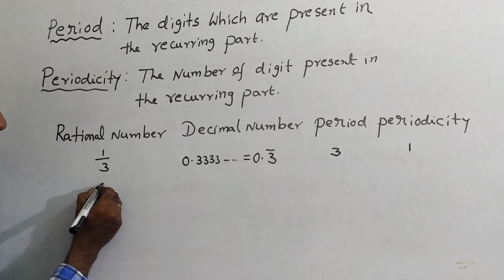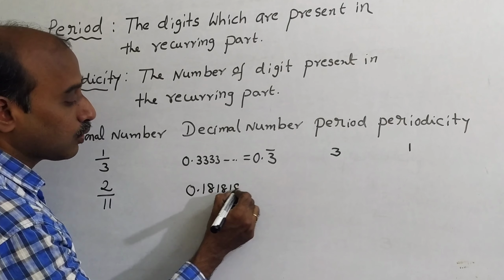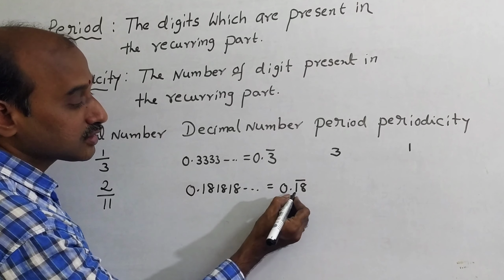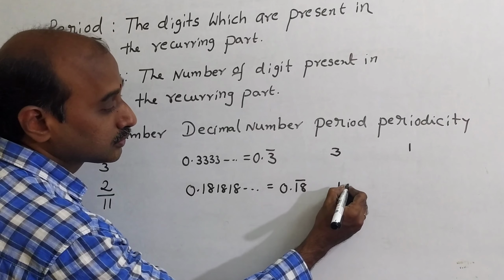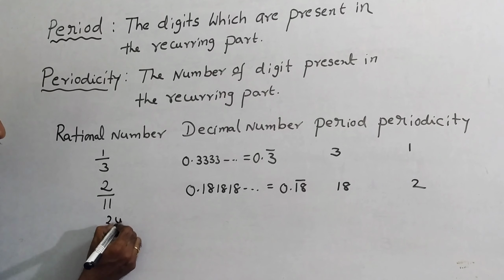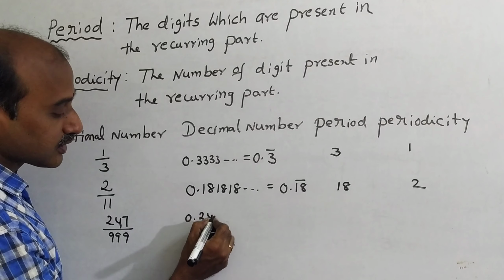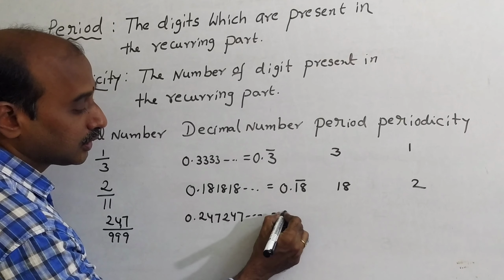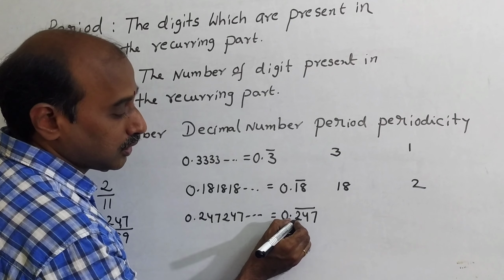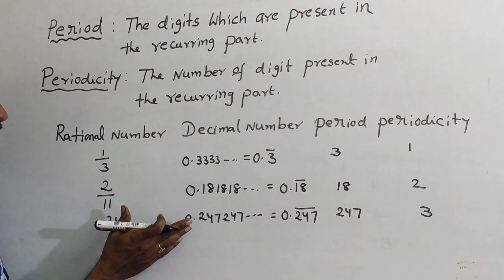Now come to another example. 2 by 11 we can take. In the decimal form 0.181818 and so on. This you can write 0.18 bar. What is the period now? The digits which are present: 18. Now how many digits? 1, 2. Periodicity is 2. Now come to another example. 247 by 999. This is the decimal form 0.247247 and so on. This you can write 0.247 bar. What is the period? The digits in the recurring part: 247. So the number of digits is 1, 2, 3. So you can understand this period and periodicity.